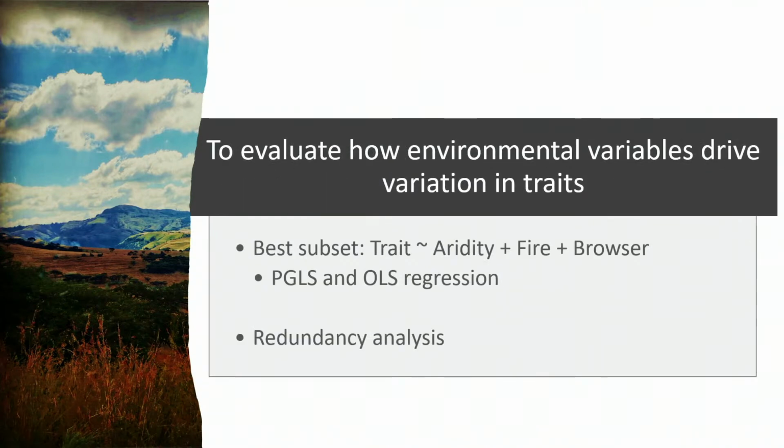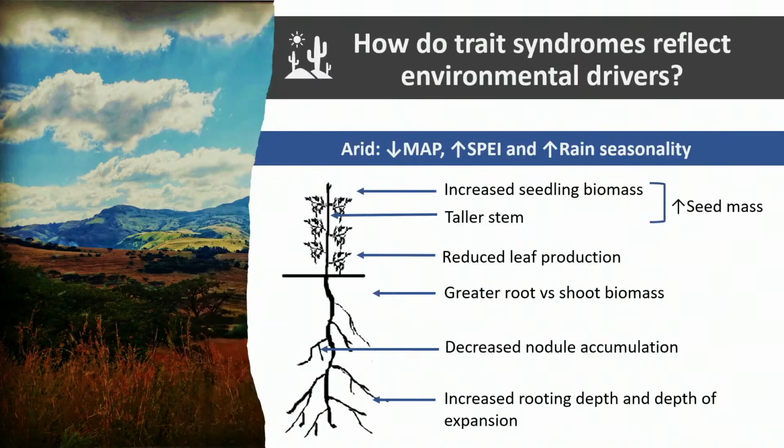Next, we wanted to evaluate how environmental variables drive variation in traits. And we did 2 analyses. We ran analyses that tested the effect of our limiting factors on individual traits, using OLS and PGLS regressions. And we also ran a redundancy analysis. And I think I made a mistake in my presentation here, but just ignore that.